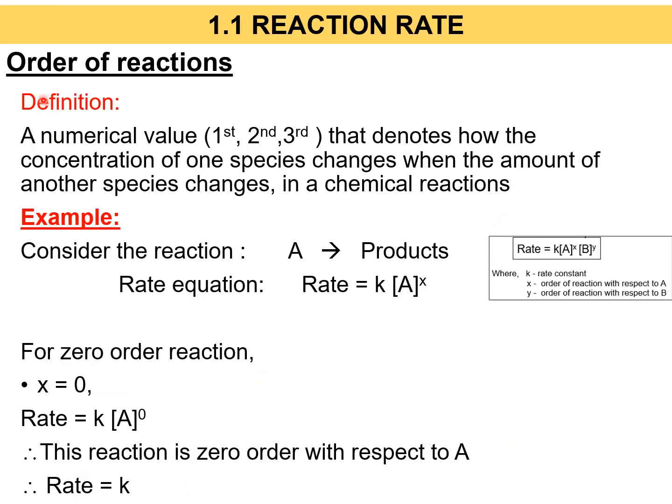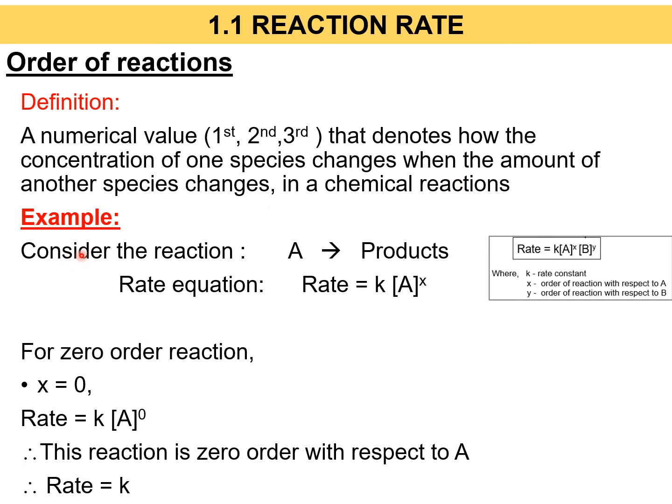Okay guys, so what is order of reaction? By definition, order of reaction is a numerical value that shows the change in concentration when a species changes in a chemical reaction.